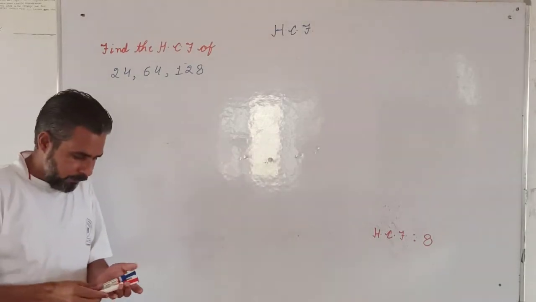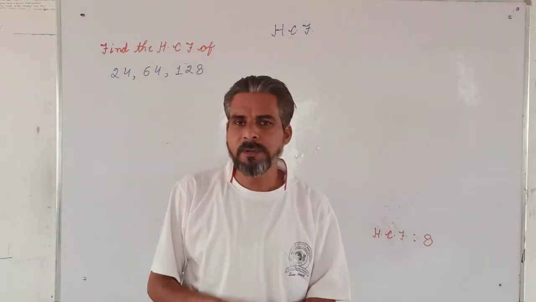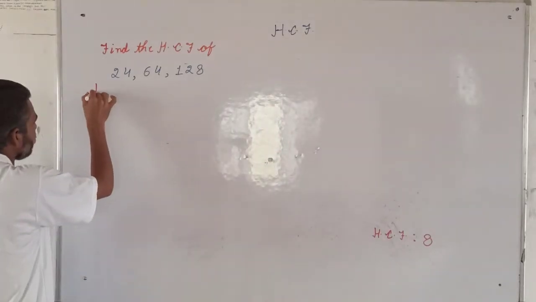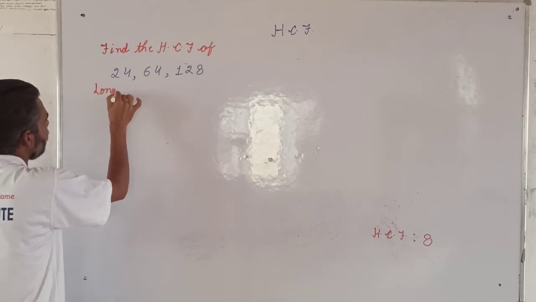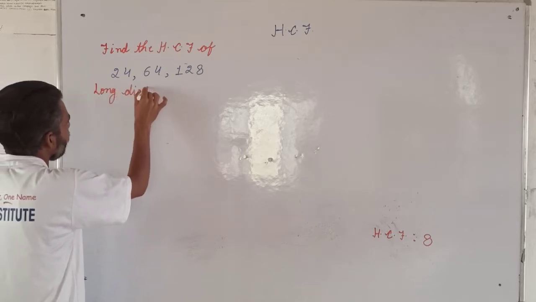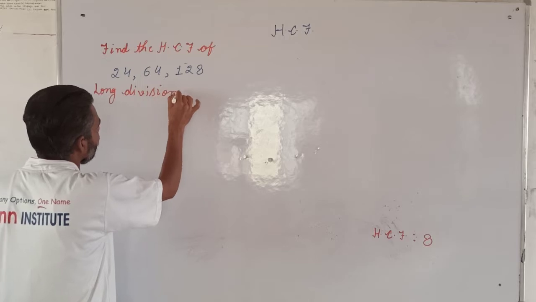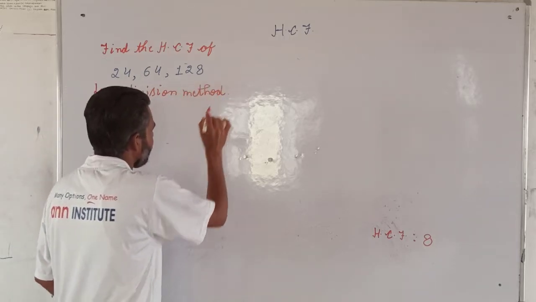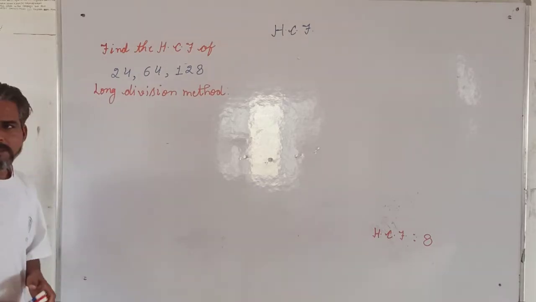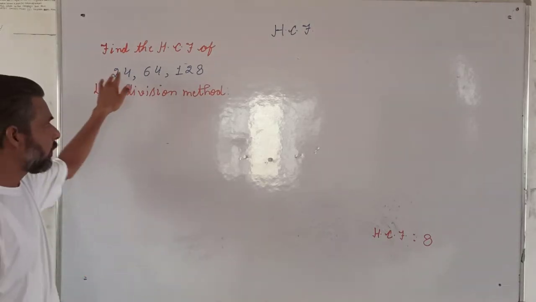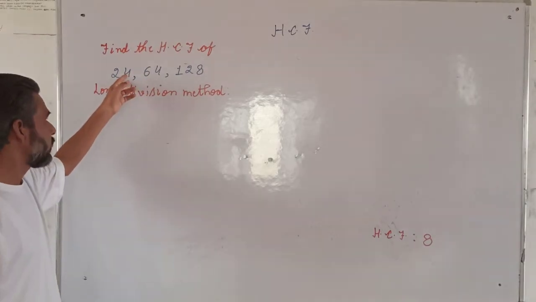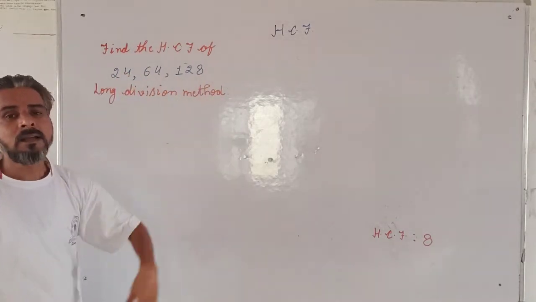What is the name of the second method? I told you previously the second method is long division method. In this method, first of all, we have to arrange the given numbers in ascending order. Already ascending. 24 is the smallest one, and 128 is the largest one.